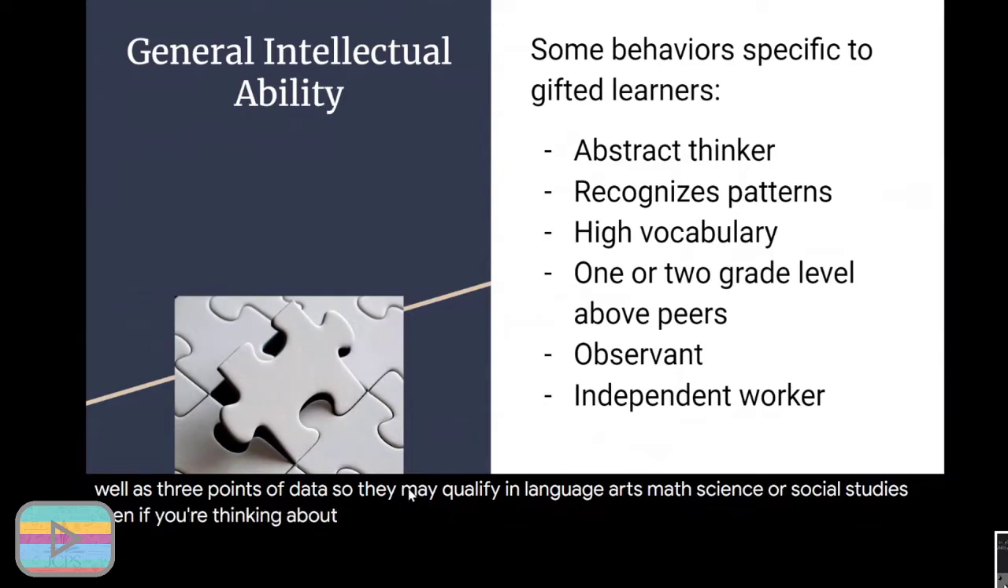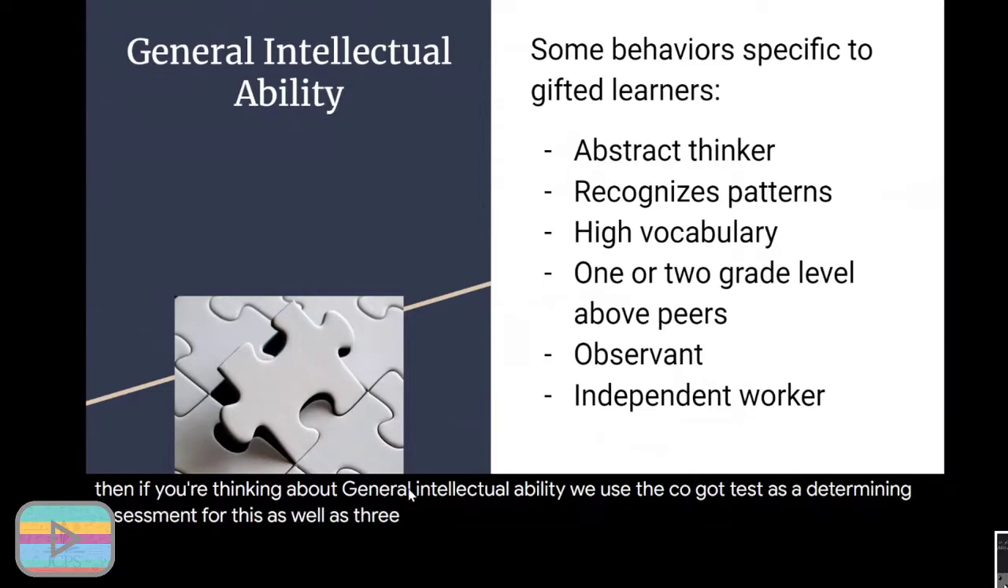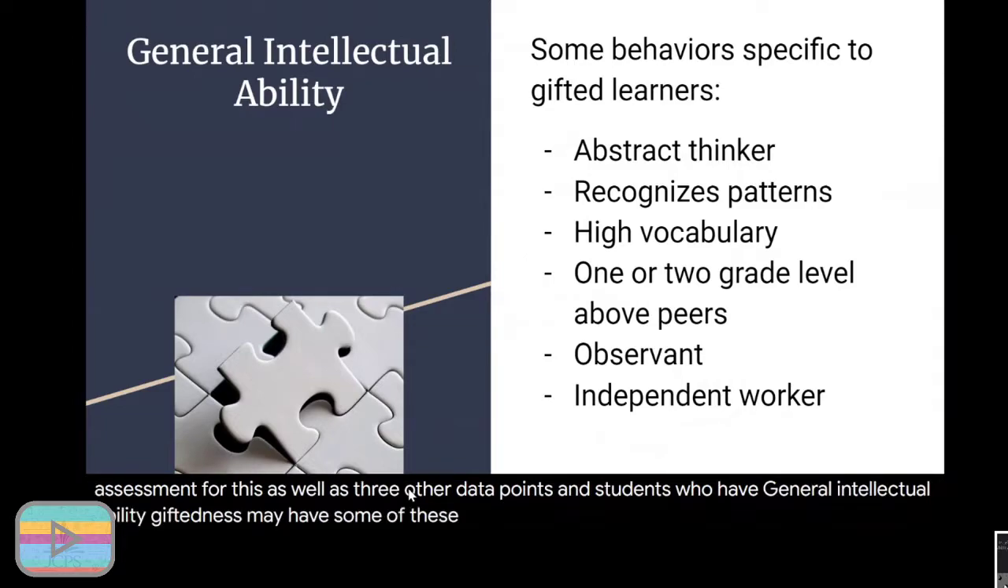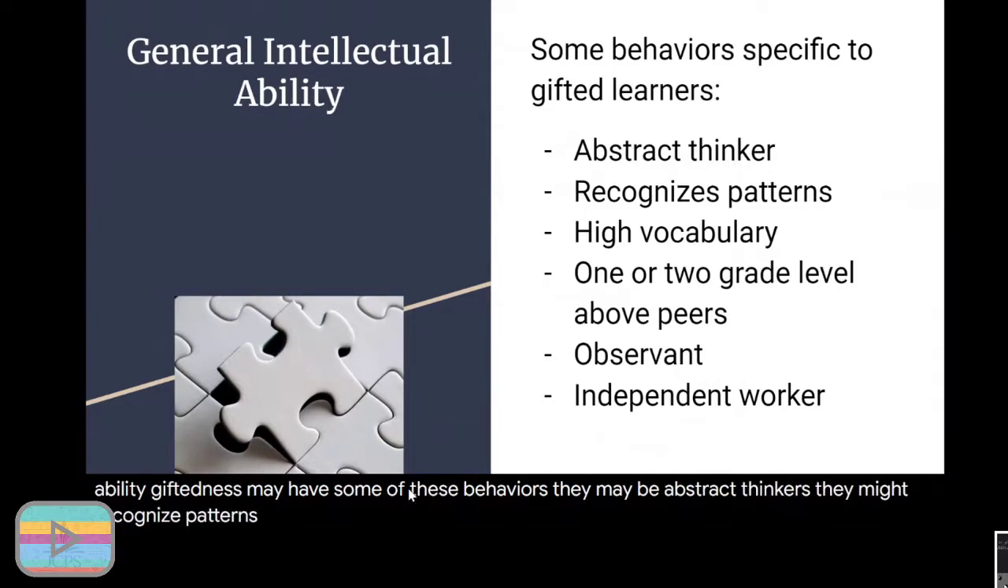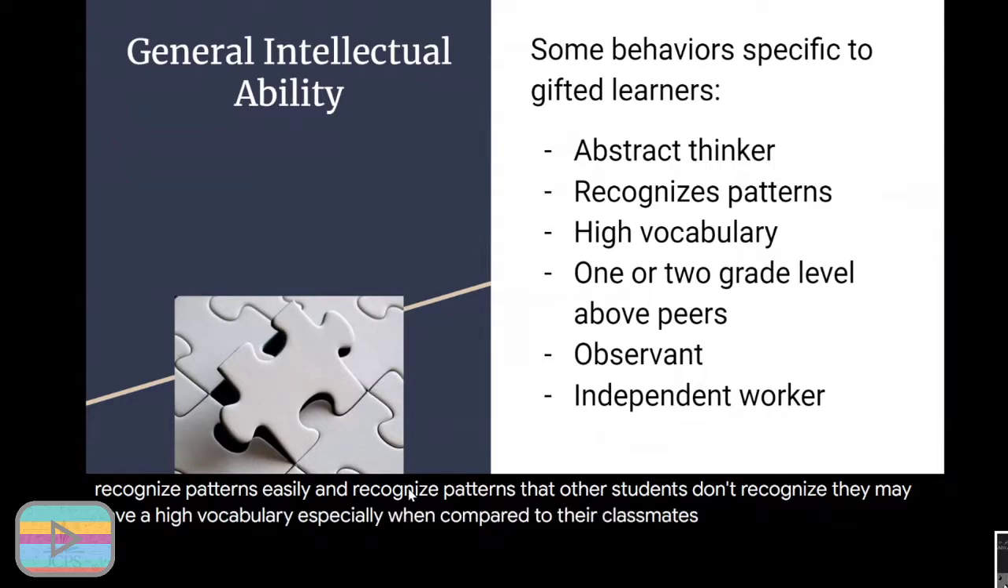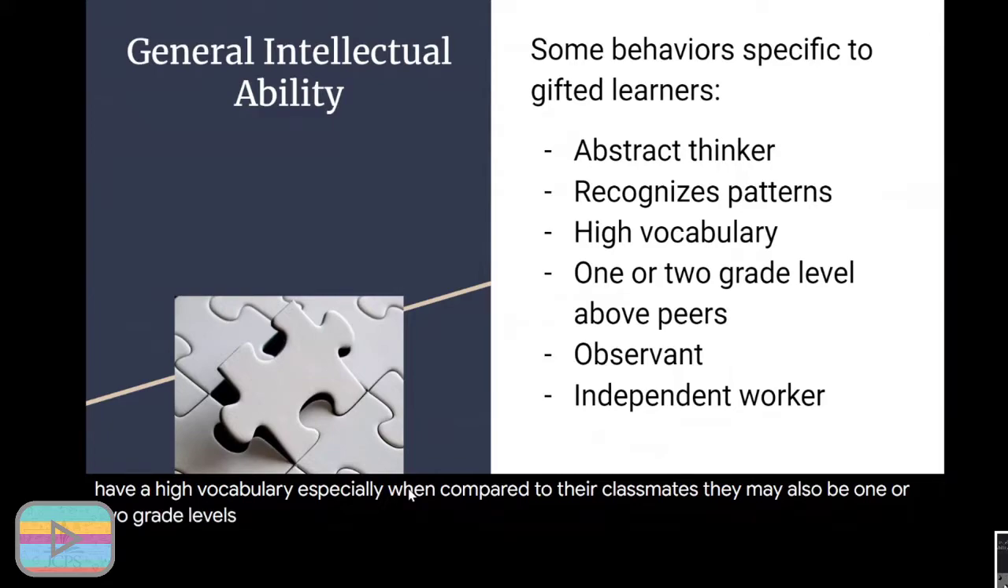Then, if you're thinking about general intellectual ability, we use the COGAT test as a determining assessment for this, as well as three other data points. And students who have a general intellectual ability giftedness may have some of these behaviors. They may be abstract thinkers. They might recognize patterns easily and recognize patterns that other students don't recognize. They may have a high vocabulary, especially when compared to their classmates. They may also be one or two grade levels above their peers, as well as observant and very independent workers.